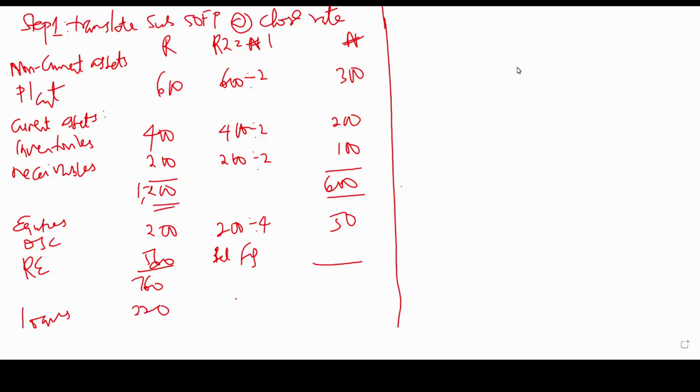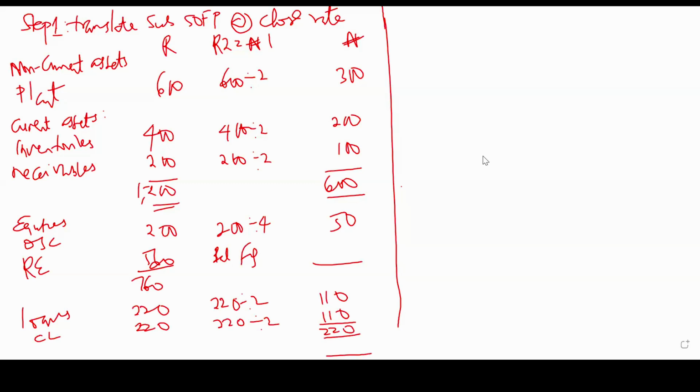220. I'm going to go back to the closing rate. 220 divided by 2 gives me 110. And then lastly, I have current liabilities there, which is also 220. 220 divided by 2 will give me 110 there as well. So my liability is 220 in Naira.